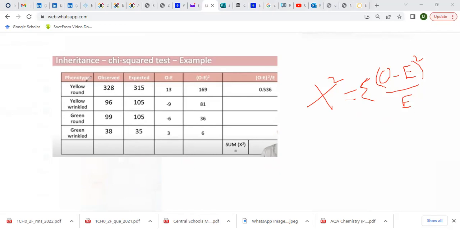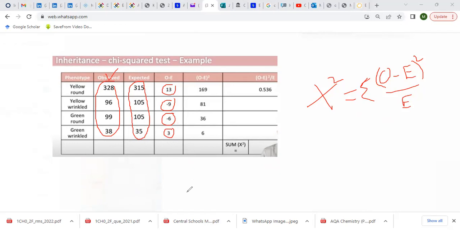Correct? Now, if you see the observed values, the last one, what you did, you have these values here. Then you have the expected. What should be the expected value? Then observed minus expected. So what is the difference? The difference you got here is 13. Correct? Here you got -9. Here you got -6. And here you got 3. Please copy this data.